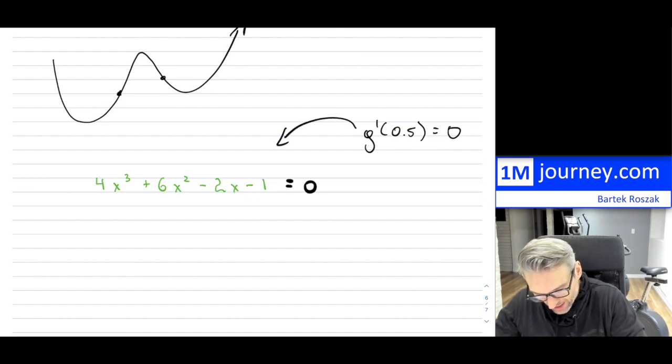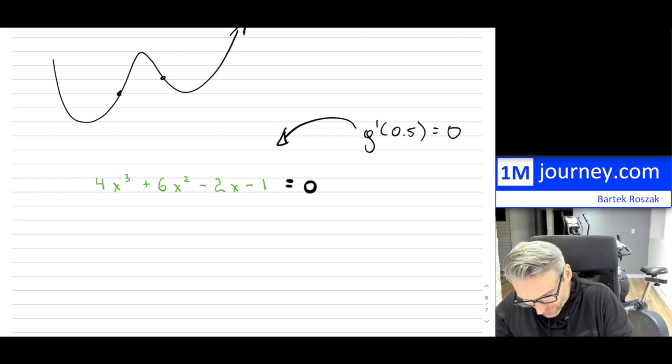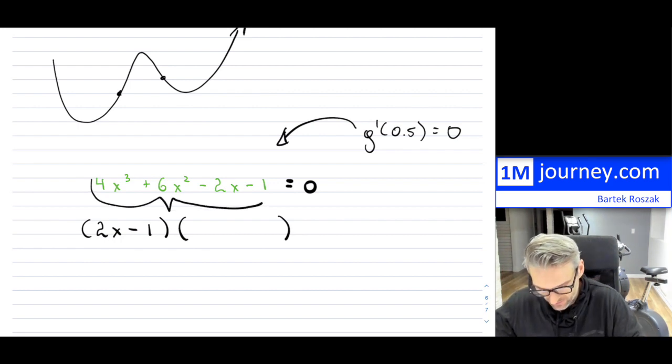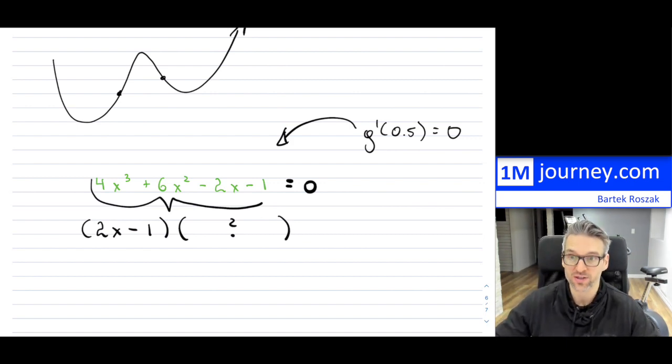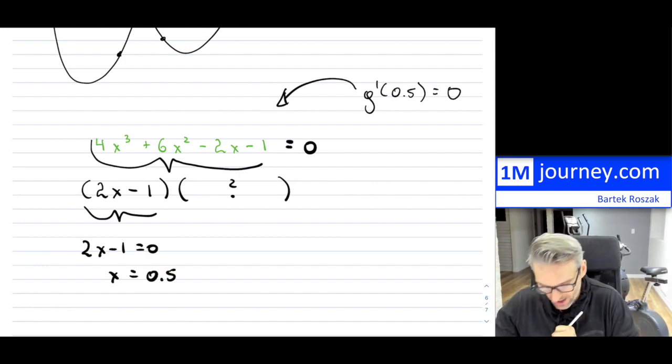That means you can factor this out. Because I know this, one of the factors is 0.5. So what I would do is the following. You can do it in one of two ways. Here is 1, and now I'm going to have to factor this whole thing out into this. I don't know what this is, but I do know that it's going to be a quadratic, so I would have to do long division here. Now this is one of the roots. Obviously, if you solve 2x minus 1 equals 0, you're going to get 0.5.